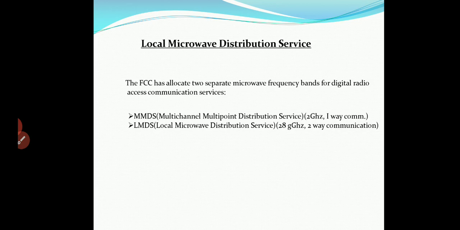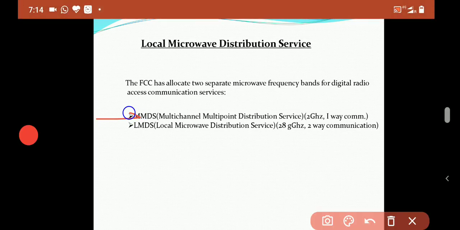MMDS operates at 2 gigahertz. MMDS is basically a wireless cable system, and it provides only one-way transmission. Reverse channel communication requires a dial-up modem connection through the telephone network. Whereas local microwave distribution services operate at 28 gigahertz and provide cell-based two-way communication. Bandwidth available with LMDS depends on a particular service provider's frequency plan.